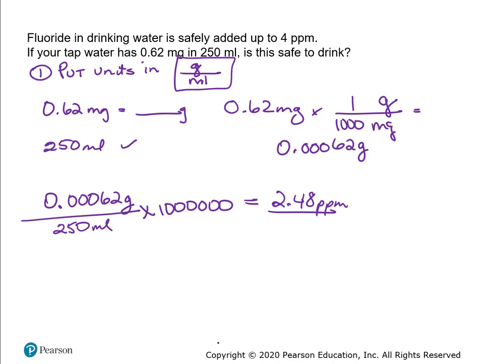So if you end up calculating, you always put your mass in grams, put your volume in milliliters, just divide those and multiply that answer times 1,000,000. That comes out as 2.48. So that is, yes, it would be safe to drink. So 2.48 is less than 4 parts per million, which is our limit. Okay, so you'll have like a threshold or a limit for whatever it is.